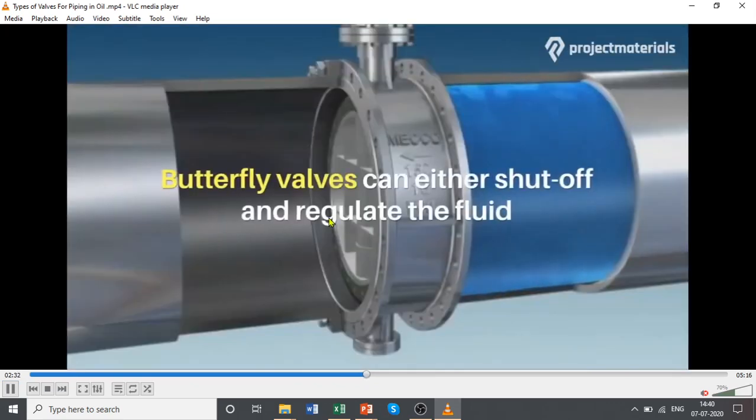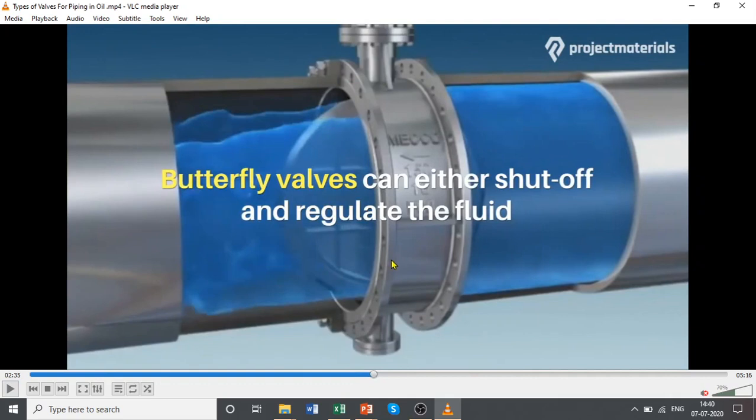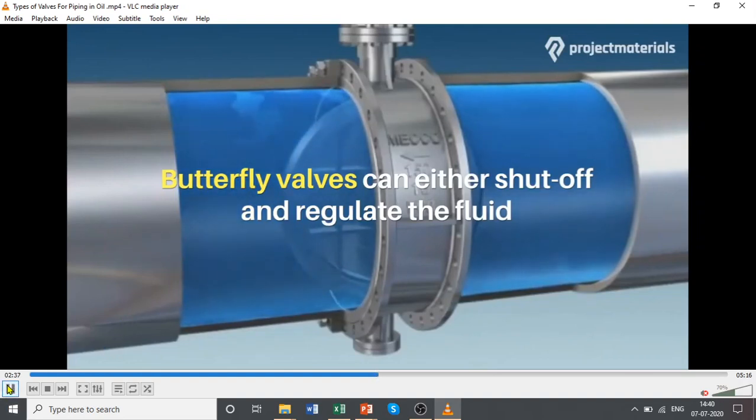Means you can rotate or you can turn. So this is a butterfly valve. In the gate valve, the gate was going up and down. Here the gate is just turning by 90 degrees. Again, this is used for shut off and very little for regulation.